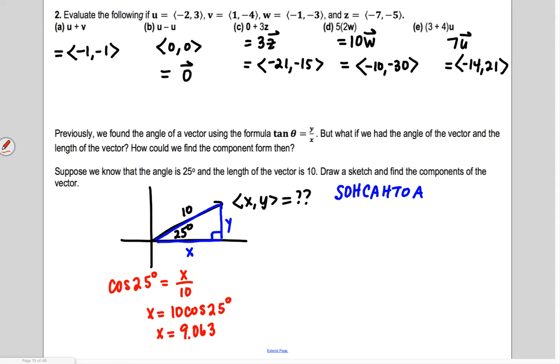And that makes sense. It was a really tiny angle, right? 25 degrees. So I know that this side isn't going to be as long as 10, but it's going to be pretty long because that's a small angle. Okay. How about y? Well, for y, I have opposite and I want hypotenuse. So I'm going to have sine of 25 equals y over 10. In other words, y ends up being 10 times sine of 25. So if I find that one, it ends up being 4.226. Okay, that's my component form.